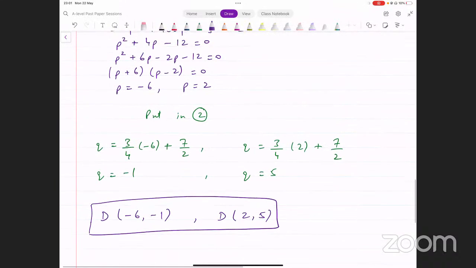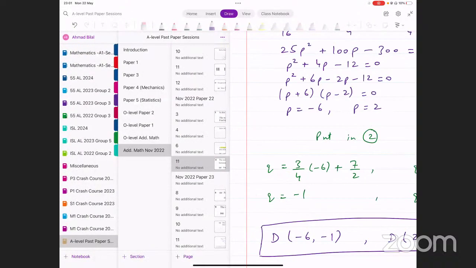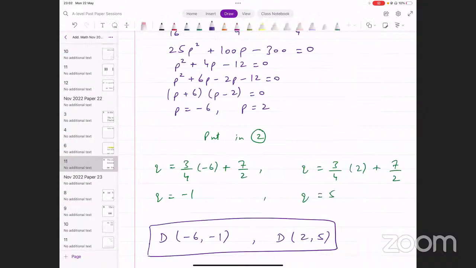from this paper, sorry. Okay, so that completes the questions that we wanted to do from this particular paper. Let's move on to the next one. And that is November 2022 paper 2 variant 3. That's the next one that we want to do now. Let's have a 30-second break. And then we start with this next one.